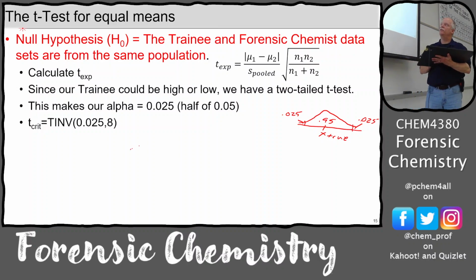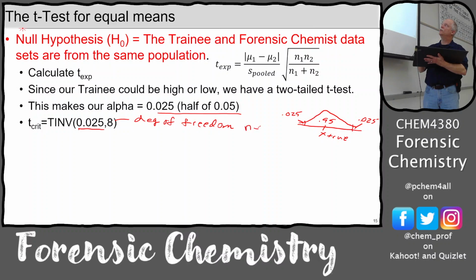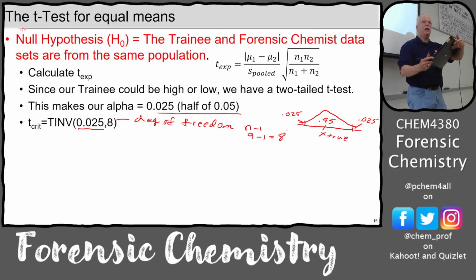And so this is the formula in Excel. And so this would be half of our alpha. So right here. And where did the 8 come from? That came from the degrees of freedom for our smallest data set. So that would be n minus 1, and this was 9 minus 1 equals 8. Okay, so we use that smaller data set for the trainee as the degrees of freedom.